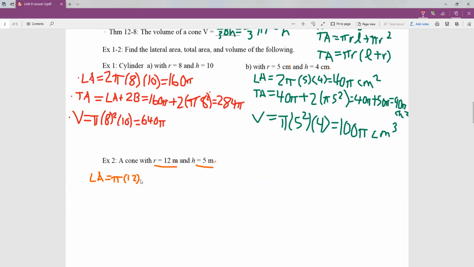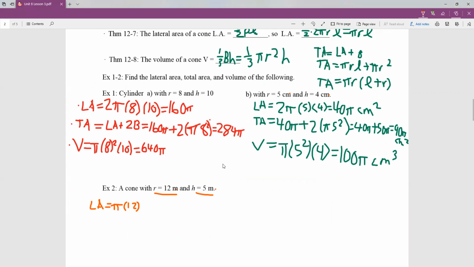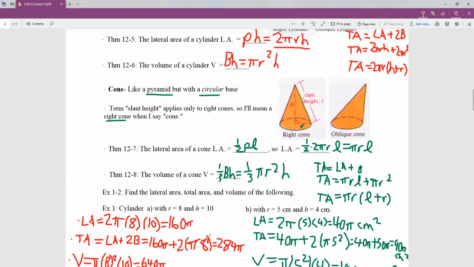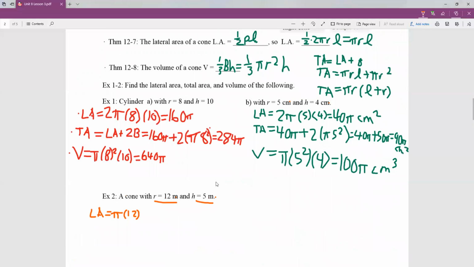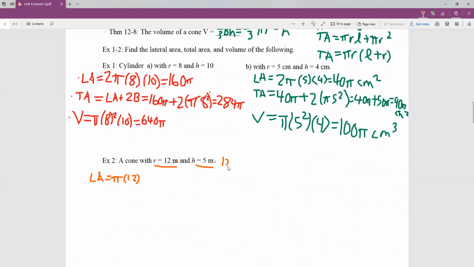Oh, hold up. We don't have the slant height of this. We have the height. So in order to find the slant height, if I were to look at this picture here, we are given the height and the radius, but we are not given the slant height. So what could we do if we're given the height and the radius to find the slant height? Well, if you look here, it forms a right triangle. The height and the radius form a right triangle with the slant height. So you can just do the Pythagorean theorem. So 12 squared plus 5 squared is going to be equal to L squared.